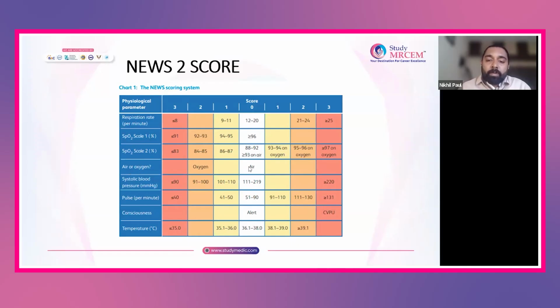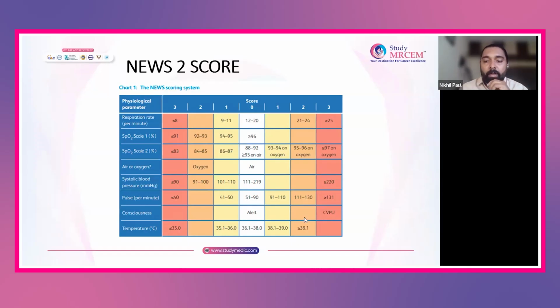Then we have, again, over here, there is a score for whether the patient is on normal room air or oxygen. If it is oxygen, straight away the score goes up to 2. Then systolic blood pressure comes in. Again, on both sides, if it is less than 90, it's around 3, and more than 220, it's again 3. Pulse comes as another scoring where you have pulse rate less than 40 and more than 130 on both sides, and in between intermediate score you can see.